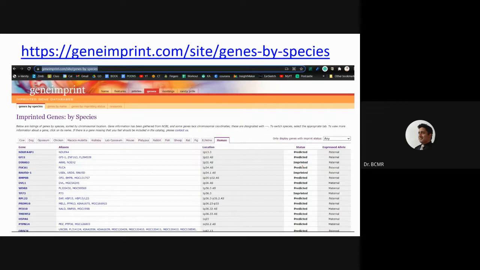So here is a website, geneimprint.com. You can go there and explore several of these, and you can find more and more current data. They keep it updated. Some of them are proved and some of them are predicted. Okay, and they show which allele is expressed.